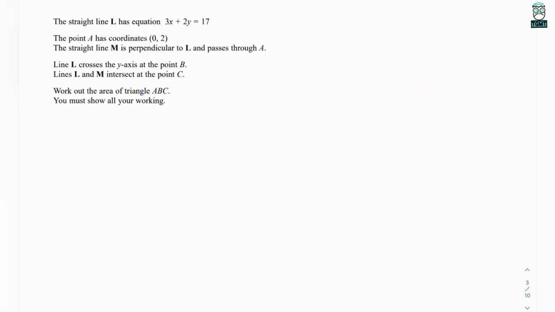Okay, so this question is some more coordinate geometry, although this question is more focused on equations of lines and perpendicular lines, more so than our last question, where we were looking at sort of a quadratic and turning points.